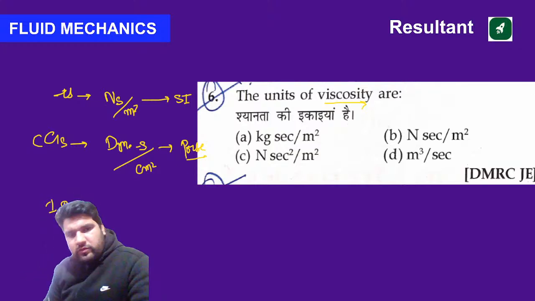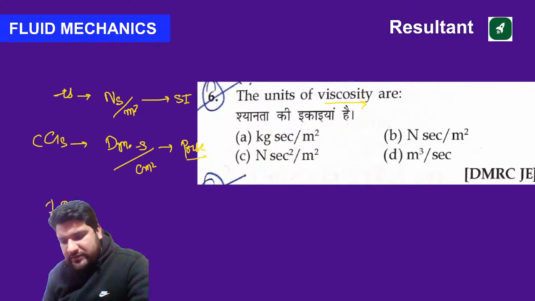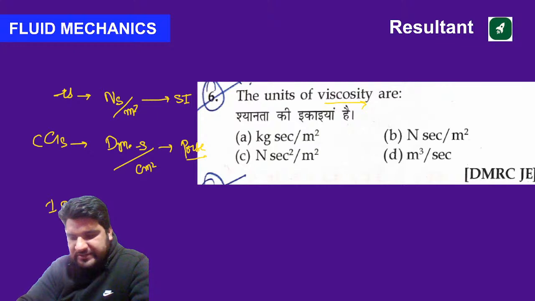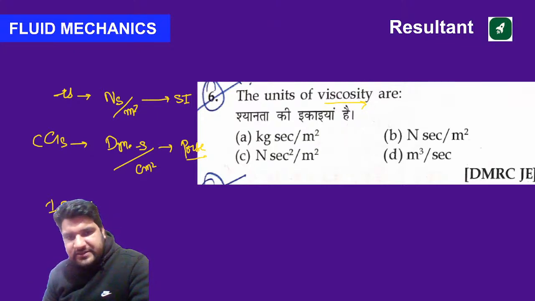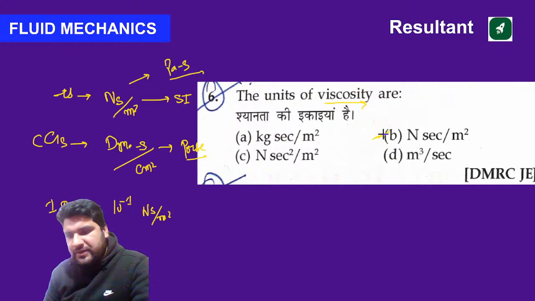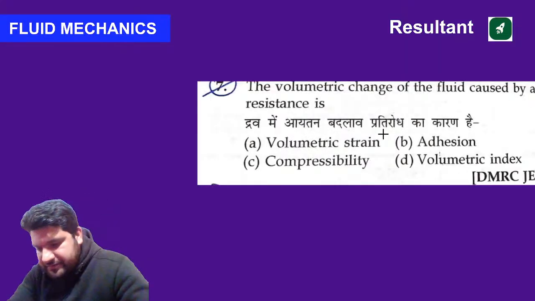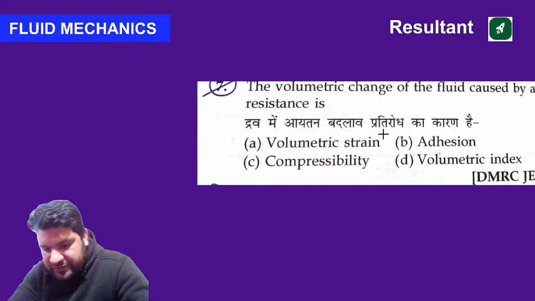Okay, so sir, if we write down the definition of one poise, one poise is simply equal to 10 to the power minus 1 Newton second per meter square. This Newton second per meter square is also called as Pascal second. So the answer will be B. Next question.